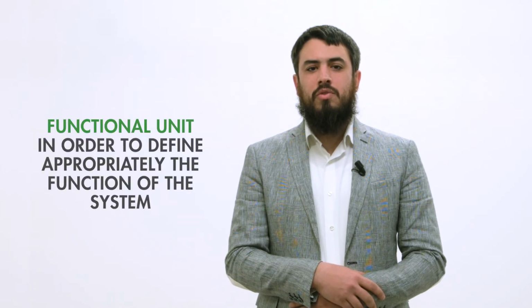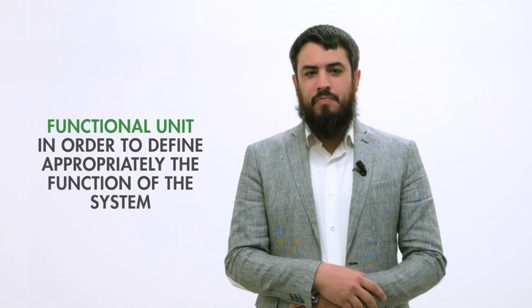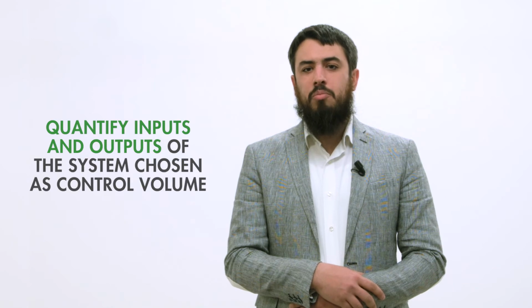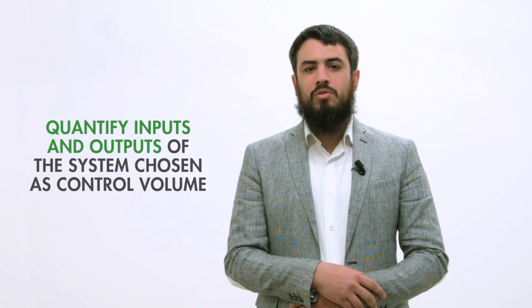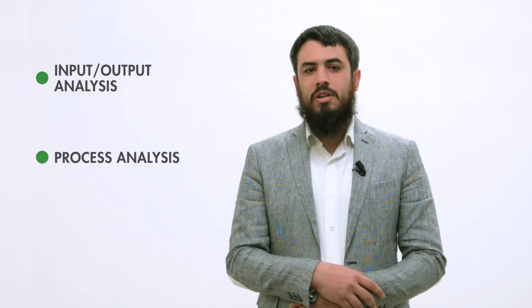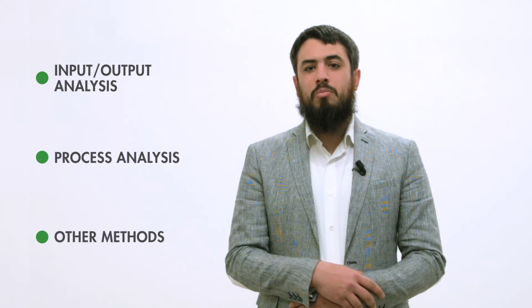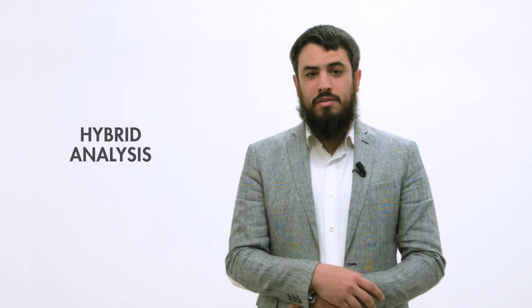Here, in this first step, it's crucial to define the so-called functional unit in order to define appropriately the function of the system. The life cycle inventory analysis, which is the second step, can be considered as the heart of the procedure as it quantifies inputs and outputs of the system chosen as controlled volume. The approaches available to carry out the inventory include input-output analysis, process analysis, and several further methods that combine all of these techniques and which we can refer to as hybrid analysis.